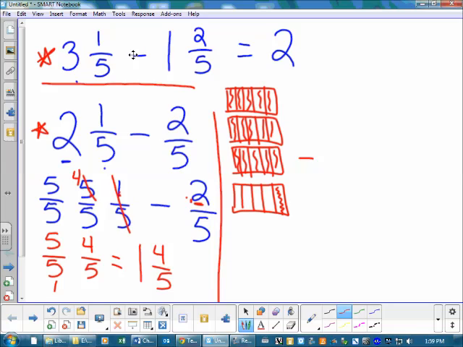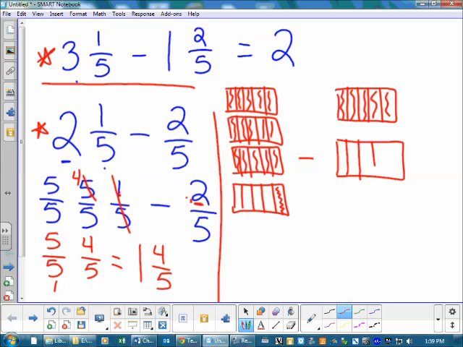And we're taking away 1 whole, and it's out of 5 as well, and 2/5. 2, 3. Okay, and we have 2/5 there. Do you see that? We have 1, 2, 3 wholes and 1/5. That's that fraction. And over here we have 1 whole and 2/5. That's that fraction. So that's what we're taking away.